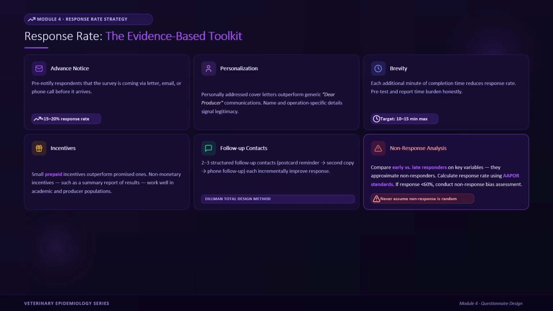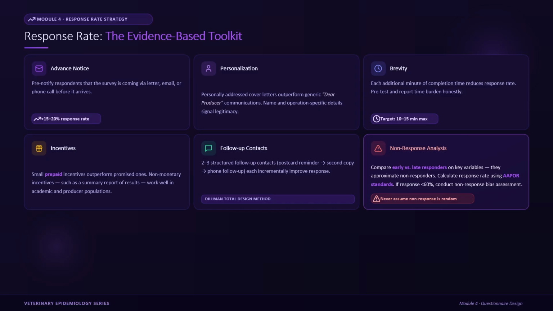Personalization matters too. A personally addressed cover letter with operation-specific details beats a generic "Dear producer," and signals legitimacy. And brevity is decisive. Every additional minute of completion time costs you responses, so pretest the burden and aim for 10 to 15 minutes maximum. Then work the follow-through. Small prepaid incentives outperform promised ones, and non-monetary incentives, like a summary report of results, work especially well with academic and producer populations.